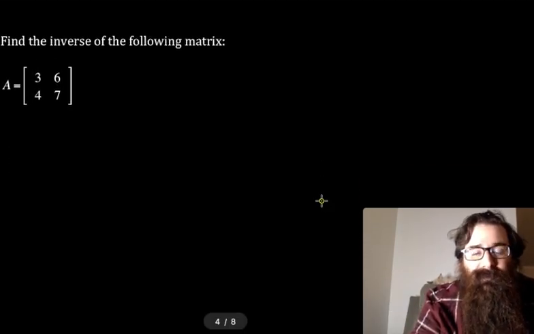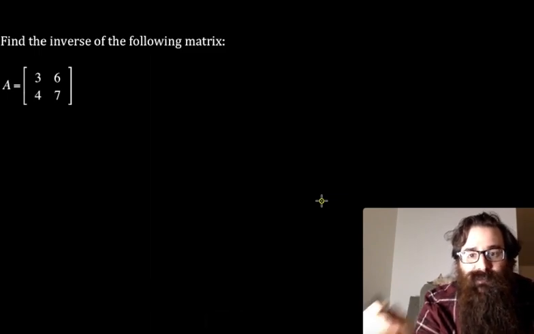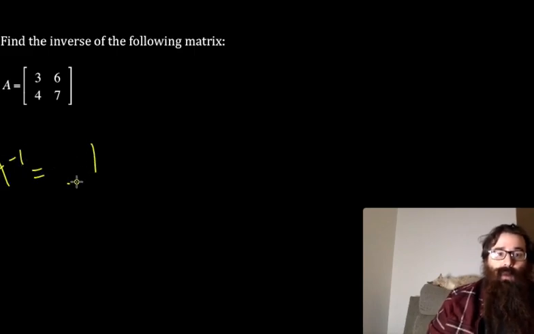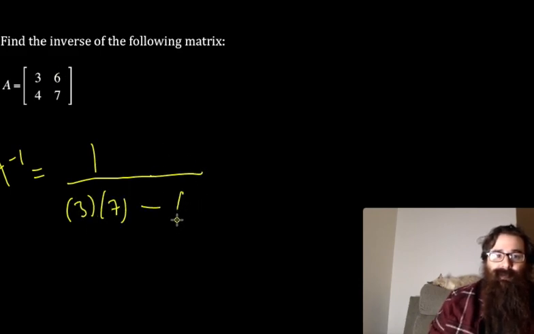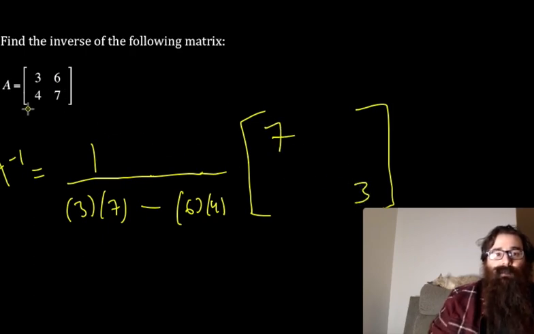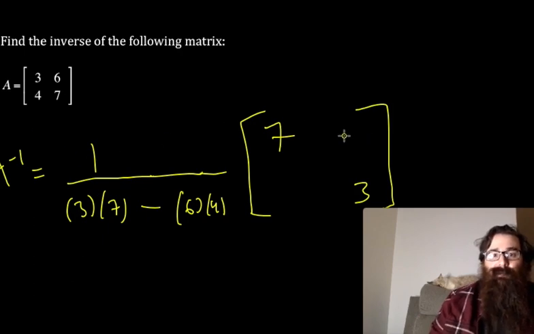Let's find another inverse. Find the inverse of the following matrix. Here we have A with rows 3, 6, 4, 7. So for A inverse, I want 1 divided by, multiply on the main diagonal, 3 times 7, and then subtract away, multiply on the off diagonal, 6 times 4. And this is my coefficient, but I'm going to multiply it into, here we got to fix this. On the main diagonal, the 3 and the 7 are going to switch. So 7 upper left, 3 bottom right. The 6 and the 4 stay where they are, but we have to flip their signs. So now it's a -6 and a -4.